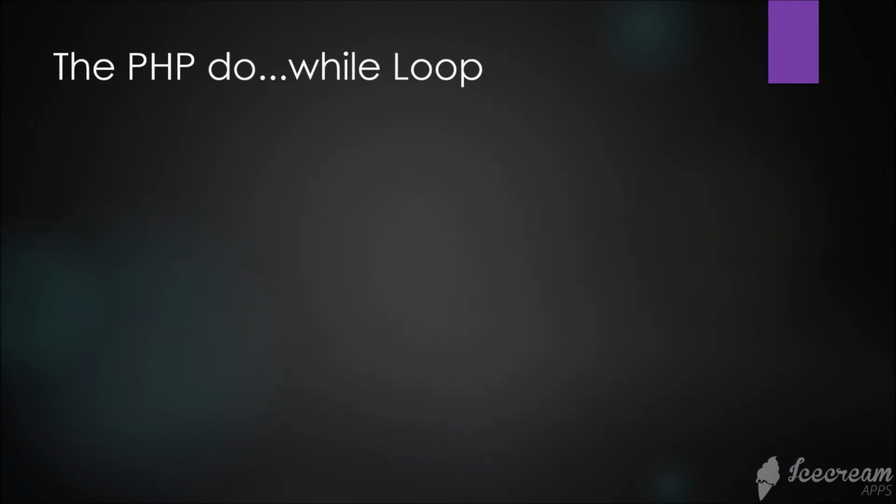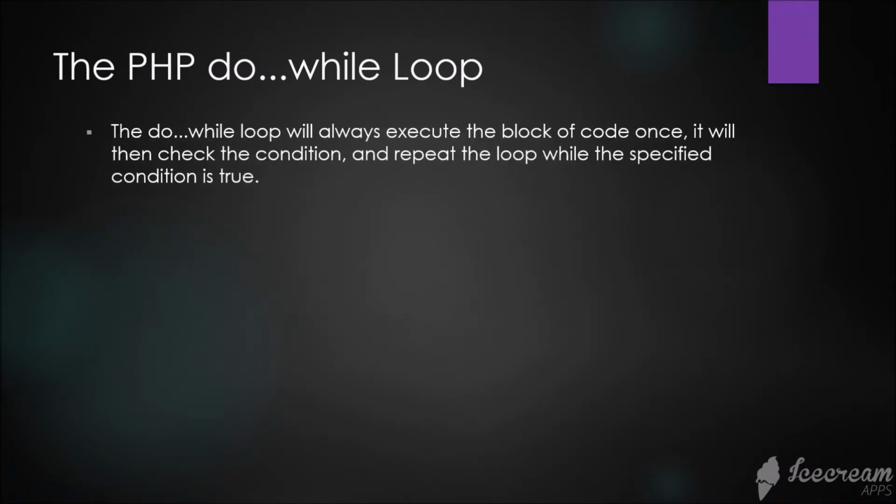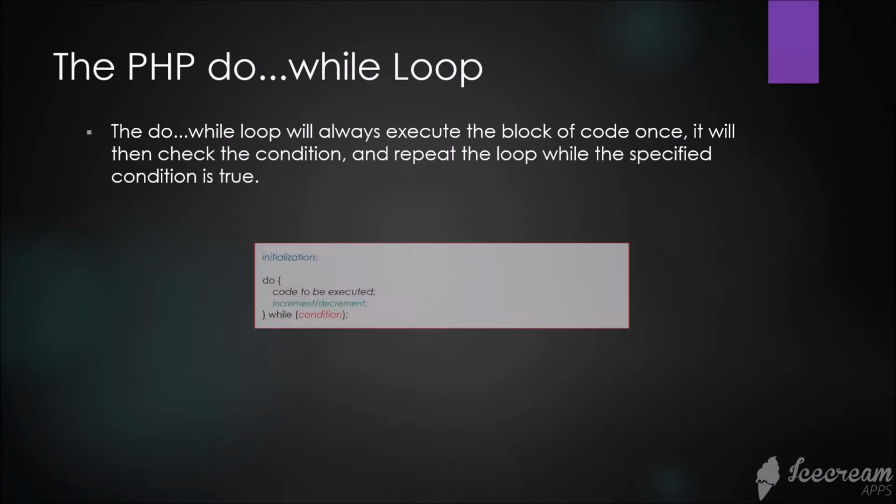Okay, next is the PHP do while loop. The do while loop will always execute the block of code once. It will then check the condition and repeat the loop while the specified condition is true.